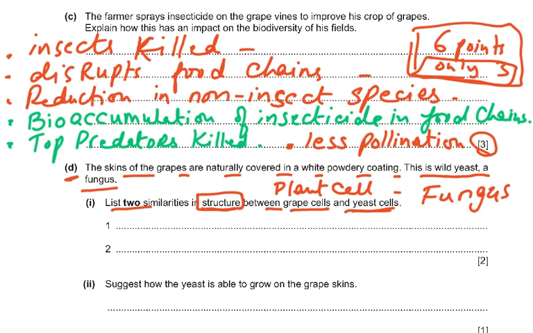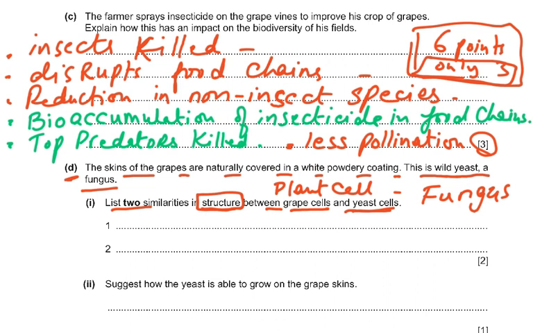I said structure. If I say, okay, what is the difference between boy X and boy Y? How are they different? And you say he wears glasses and he doesn't wear glasses. Well, that's the appearance you're talking about. But if you say he studies biology and he studies maths, well, then that's something else. You're talking about what subjects they take, but you're not talking about their appearance. And I said, only talk to me about their appearance. So list two similarities in structure between plant cell and fungus.